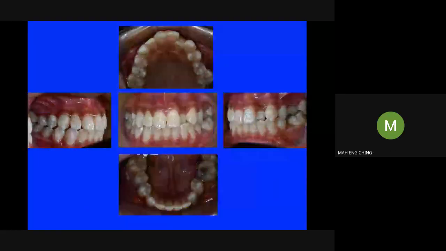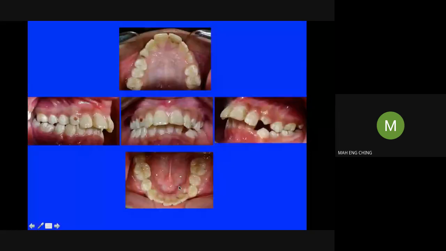Okay, maybe you're talking about this impacted lower left 3, partially erupted, against the adjacent 2. This one might give you 4O. These features might give you 4O.